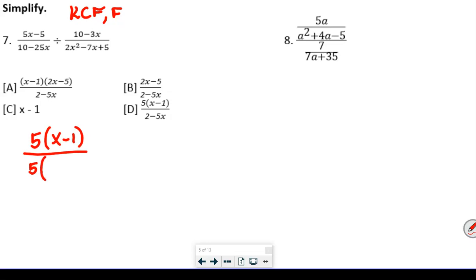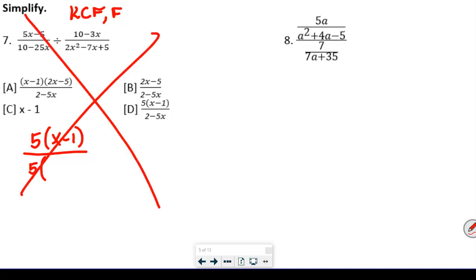And that's going to give me, you know what, actually, take that back. Well, this is the problem we decided we weren't going to do because it was written wrong, okay? So we're not going to do this problem. We're just going to do the keep, change, flip on the number 8.